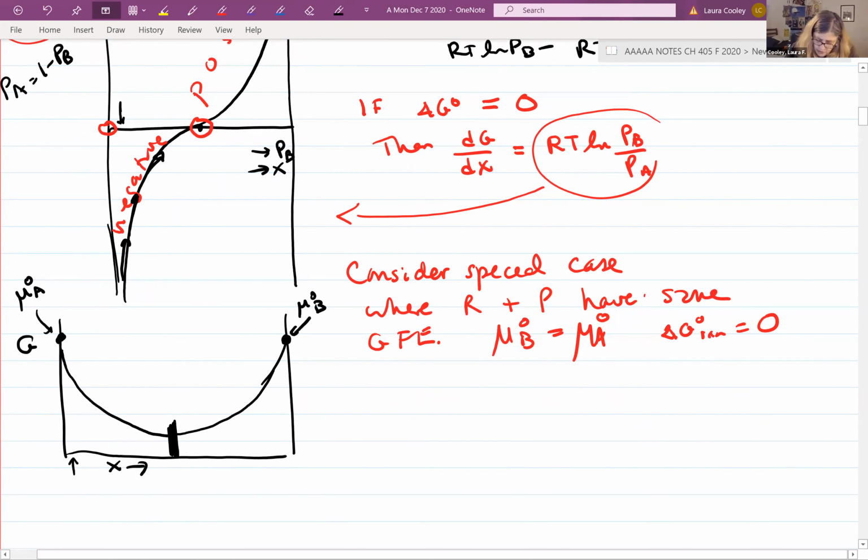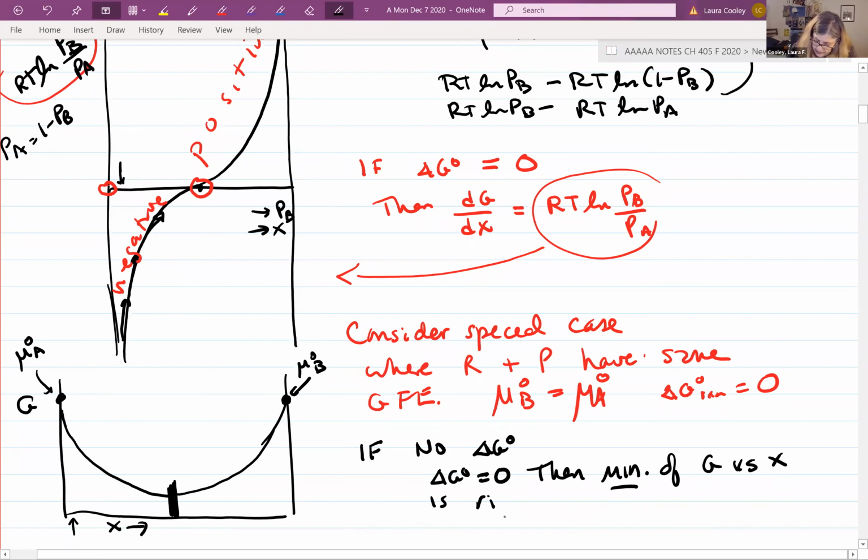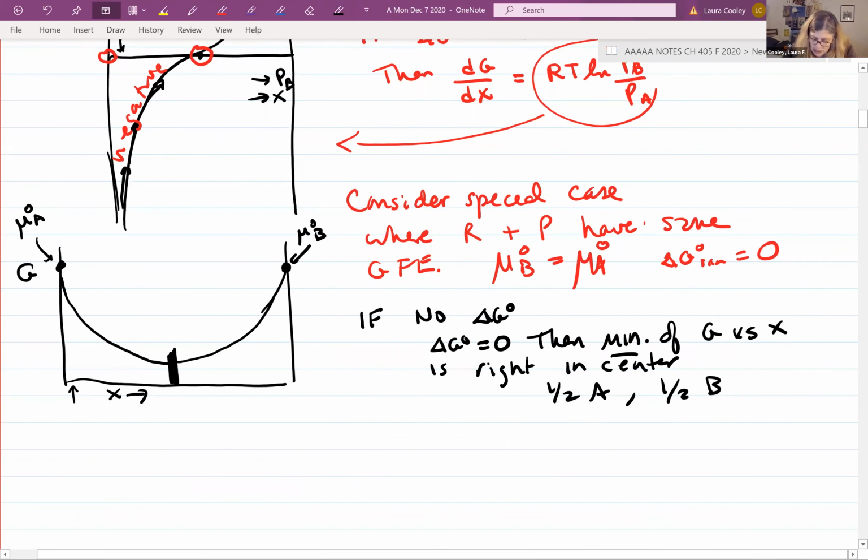So anyway, if there is no delta G zero, if delta G zero equals 0, then dG/dx, I'm sorry, then the minimum of G versus X is right in the center. In other words, half A, half B, okay?